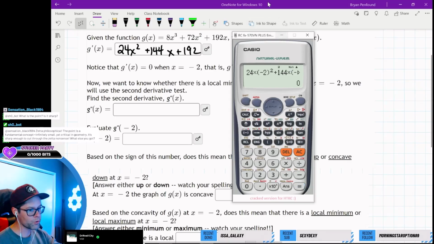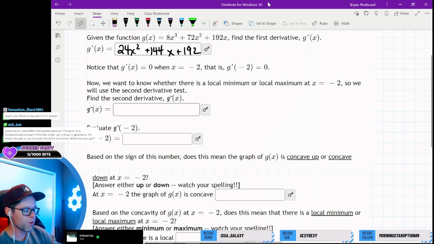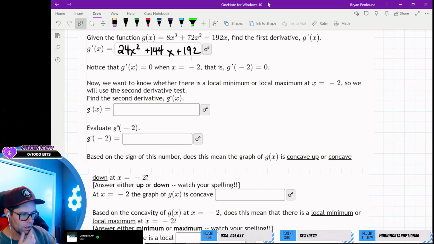Okay, so it is true that g prime at -2 is 0. Now, we want to know whether there is a local min or a local max at -2, so we're going to use what's called the second derivative test. To use the second derivative test, we take the derivative of the first derivative.